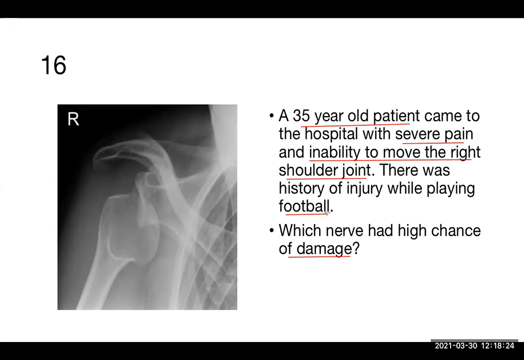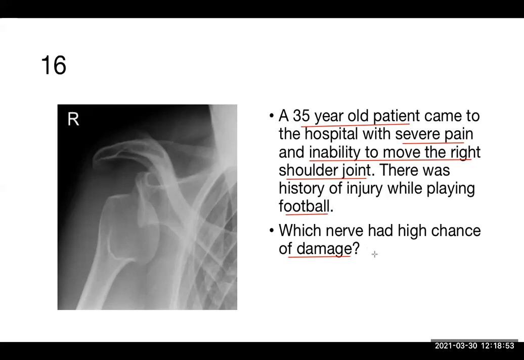Axillary. So what is this? Yes, you can see this on the picture first. It's the shoulder dislocation. Very good. This is shoulder joint dislocation. The head of the humerus is completely out of the glenoid fossa. This is the glenoid fossa. This is the head of the humerus. There's no contact at all. So this is dislocation, and the axillary nerve has a high chance of damage in this type of dislocation.